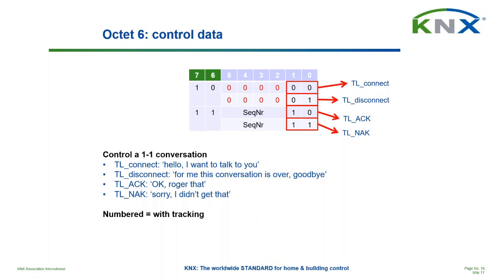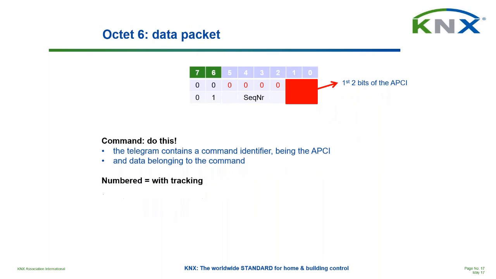So that is a bit the meaning of control data. That's why we need it. Again, this is typically used for programming devices. In case of a data packet, then actually these data packets or the telegram is actually a command. It literally means do this, right?